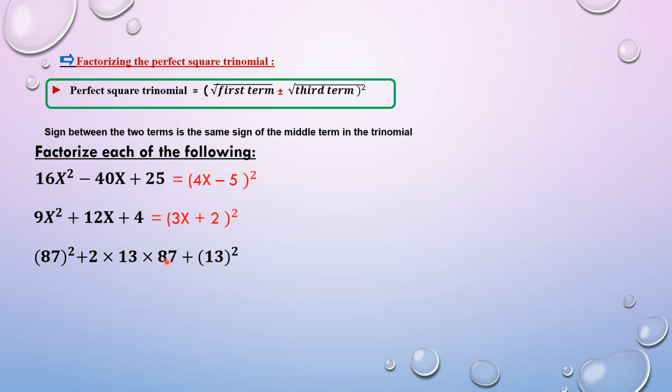What about the middle term? Notice that the middle term here is 2 multiplied by the square root of the third term, multiplied by the square root of the first term. So this expression is a perfect square. We will factorize it as follows. Take the square root of the first, and take the middle sign, and the square root of the third term, all to the power of 2. It will be 87 plus the middle sign, positive 13, all to the power of 2. Then calculate 87 plus 13 equals 100, all to the power of 2. 100 to the power of 2 equals 10,000.